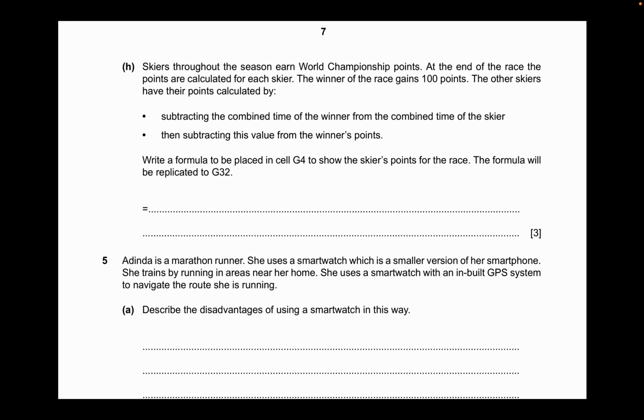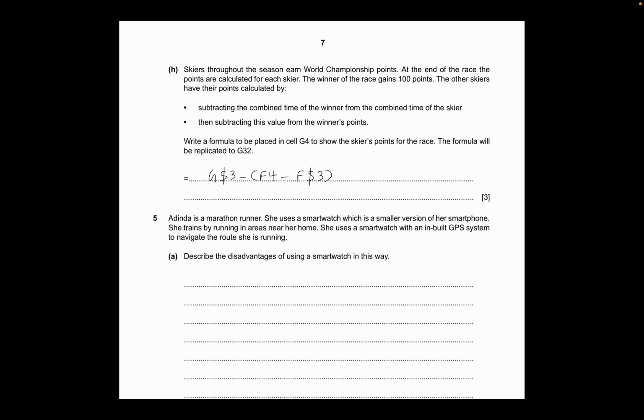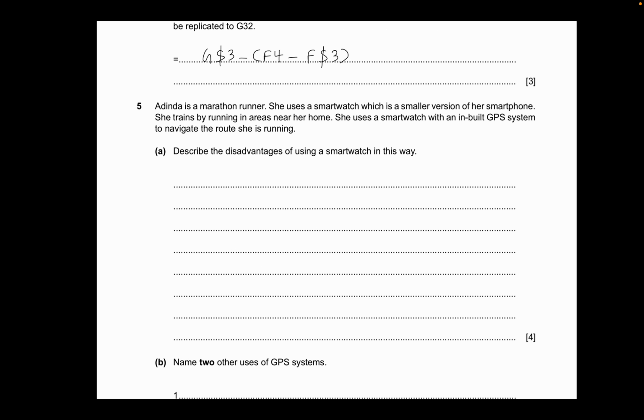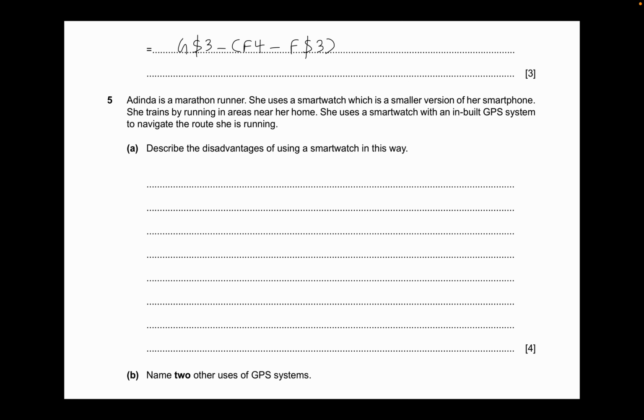So now your answer is going to be G dollar sign 3 minus F4, cell F4, minus F dollar sign 3. Okay, this is going to be the answer for about 3 marks. Okay, so let's answer the next question.